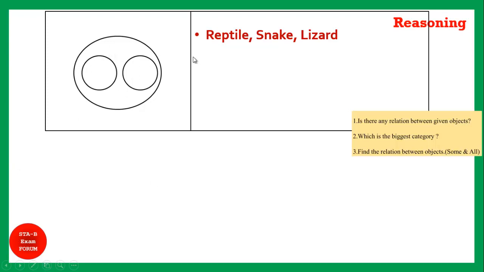All the snakes are reptiles, right? So this represents snake, and all the lizards are reptiles, so this is also a circle. But a snake cannot be a lizard, and a lizard cannot be a snake. So there will be no overlapping section between these two, and therefore there is no relationship between them. I hope you are getting my point.